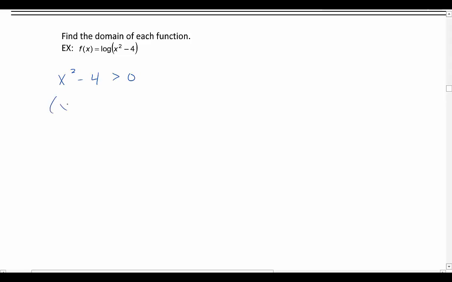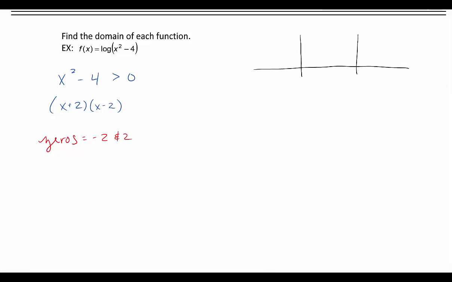So this factors as x plus 2, x minus 2. So that's going to give us zeros of -2 and +2. So I'll draw my number line, breaking up our number line at our two zeros. And now we want to choose a test point within each of these three intervals to plug in and determine whether our polynomial is going to be positive or negative in that interval.